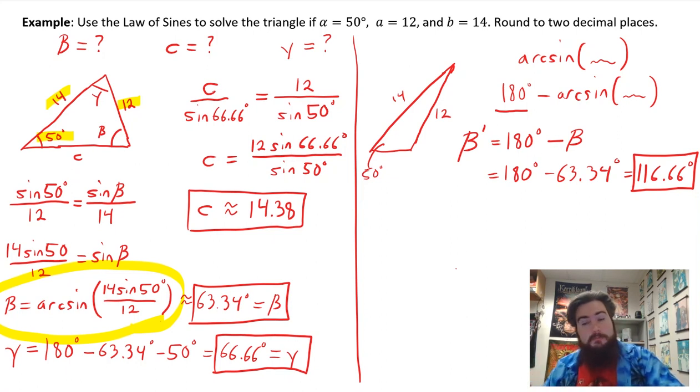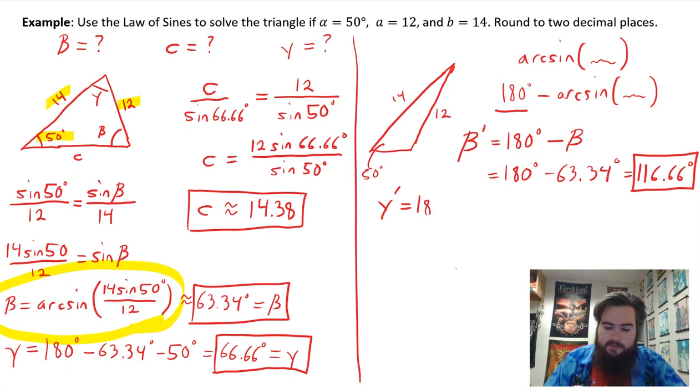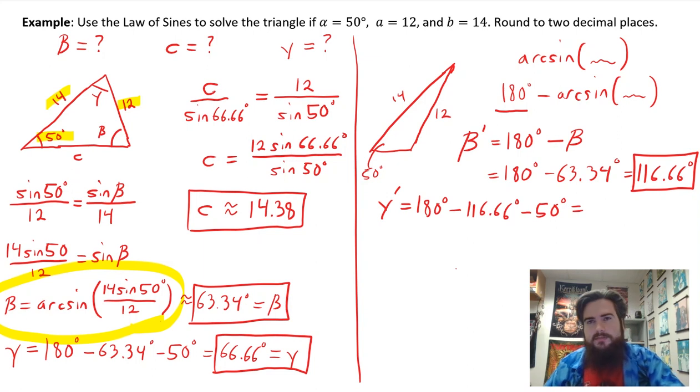At this point then, solve just like we did before. If I want to find the third angle measure, in this case gamma prime, just like before, take 180 minus the two angle measures I know. In this case, instead of 63.34, I'll subtract 116.66 degrees and 50 degrees. I still know that alpha is 50 degrees. And what that is going to give me is 13.34 degrees.